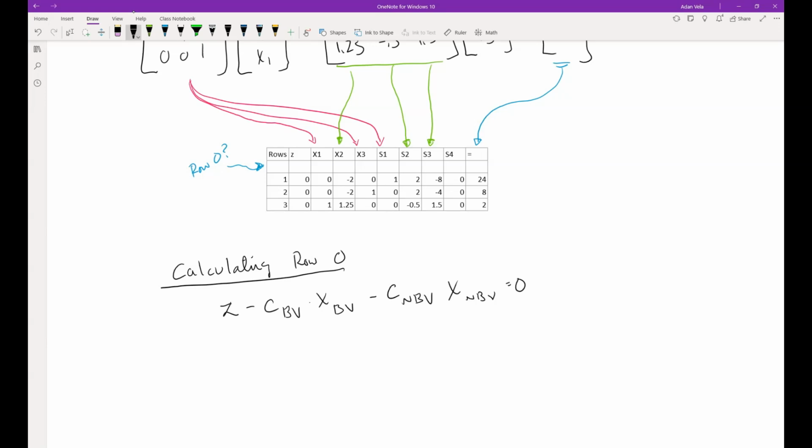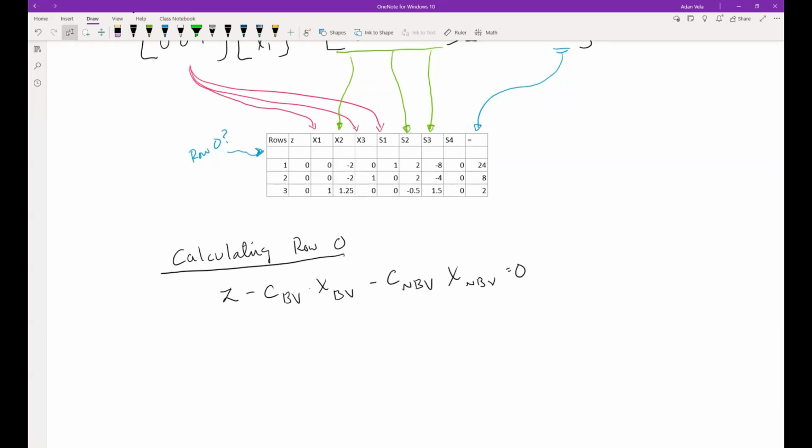Now, we have another set of equations that is going to be useful in order to get the sort of form that we want, okay? And that other set of equations is the constraint equations. So our constraint equations start off as B XBV plus N XNBV equals B. Okay, so these are the two sets of equations that we're going to use in order to calculate row 0.